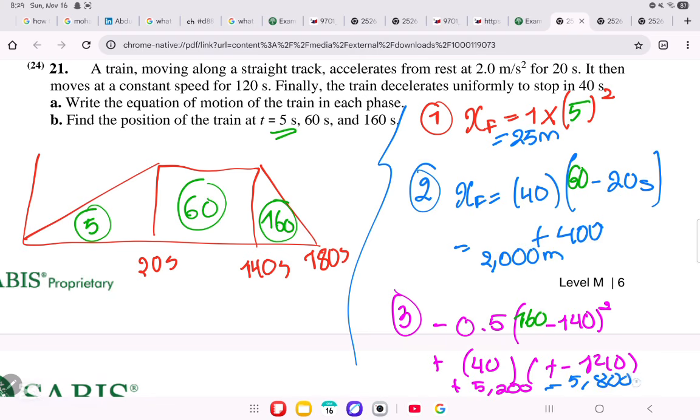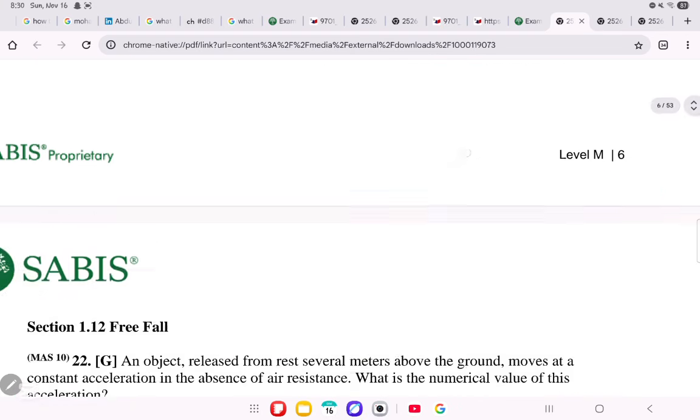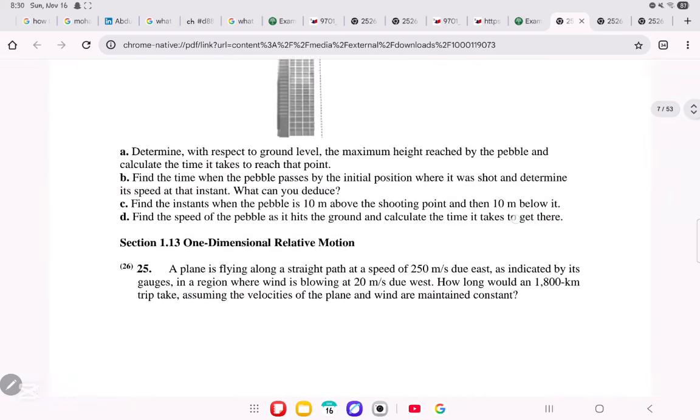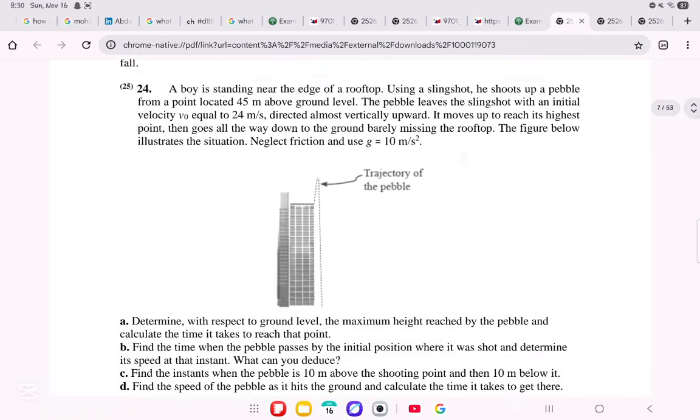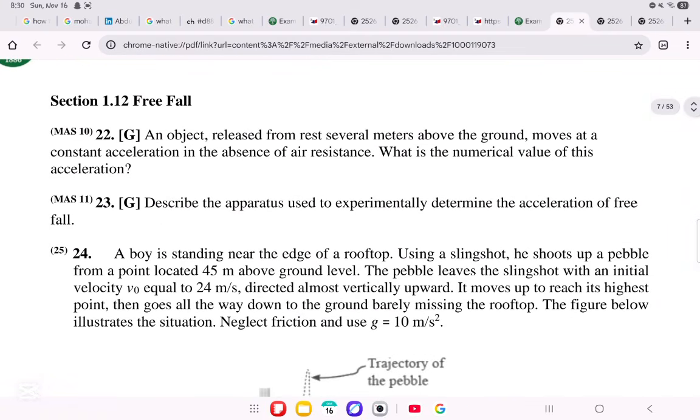Now we reach free fall. We have 3 questions and then we're done. Good job. So, question 22. An object released from rest several meters above the ground moves at a constant acceleration in the absence of air resistance. What's the numerical value of this acceleration?